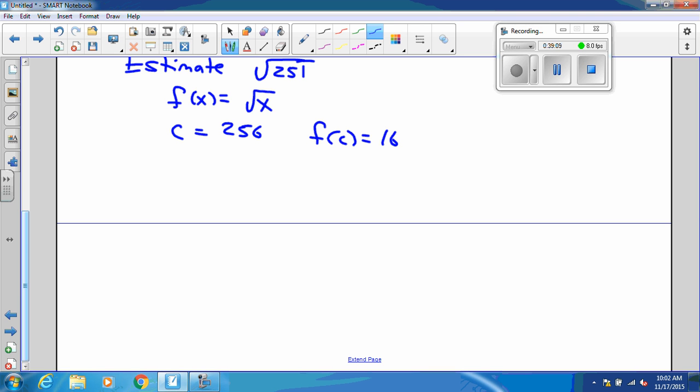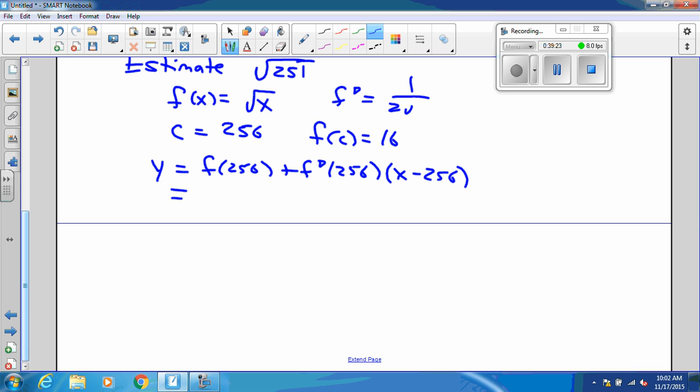And so I can now compute the tangent line y equals f of 256 plus f prime of 256 times x minus 256. And all I need for this is an f prime, which is easy enough. It's 1 over 2 root x. And f of 256 is 16. f prime of 256 is 1 over 2 times 16, times x minus 256.